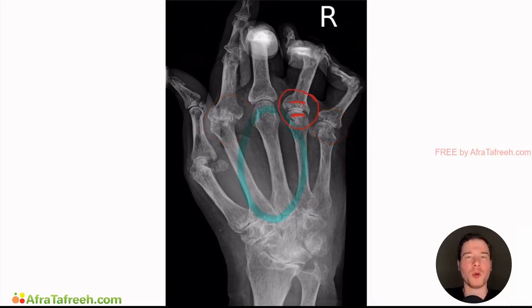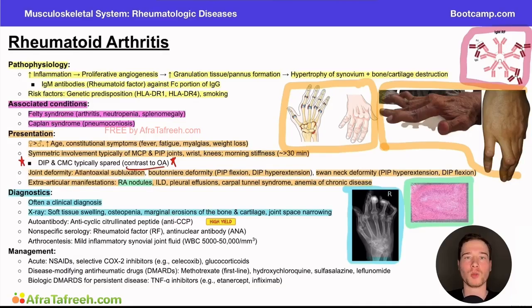I associate that more with rheumatoid arthritis, particularly for board style questions. Now, when we think about our serology here, really important autoantibodies to keep in mind include anti-cyclic citrullinated peptide, or anti-CCP. I put this as a high yield point here. The reason is because this has approximately a 90% specificity for rheumatoid arthritis. That is to say, if a patient does not have this antibody, it's pretty unlikely that they have rheumatoid arthritis.